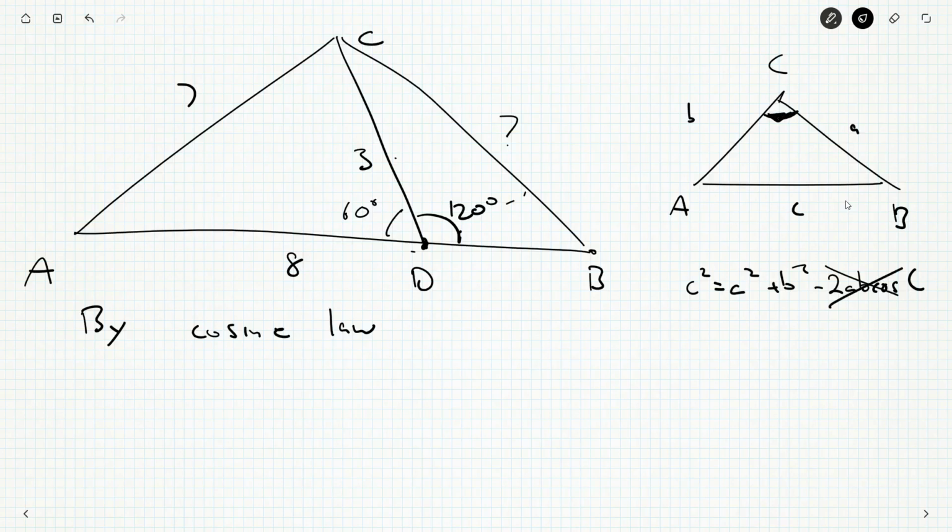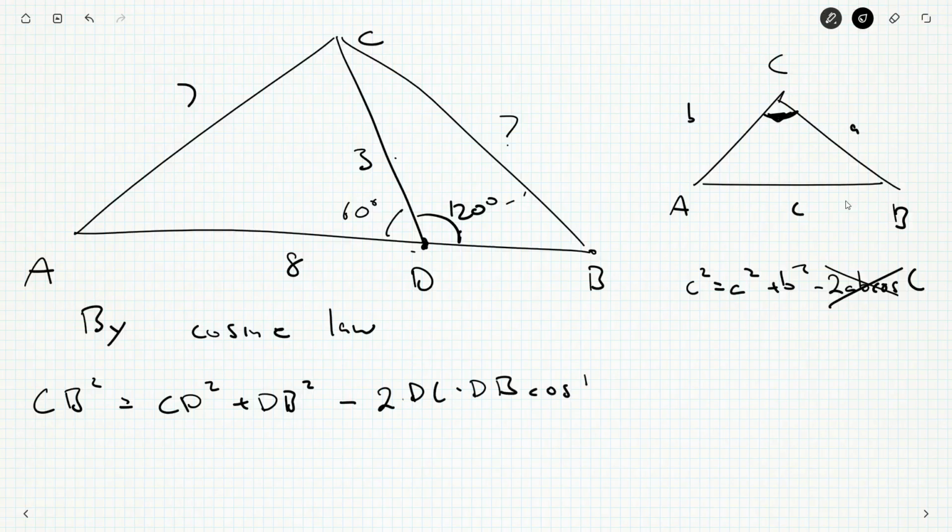We have CB squared equal to CD squared plus DB squared, the thing I don't know, minus 2 times DC times DB times cosine of 120 degrees. Let's not plug that in right away. You can grab your calculator if you need to. We get a 49 here, a 9 here, and a thing I don't know, DB squared. We could replace it with x if we wanted to. Actually, let's do that because I think we're going to get a quadratic in a moment.